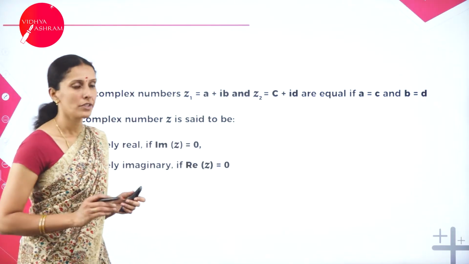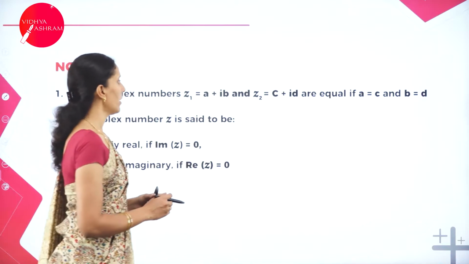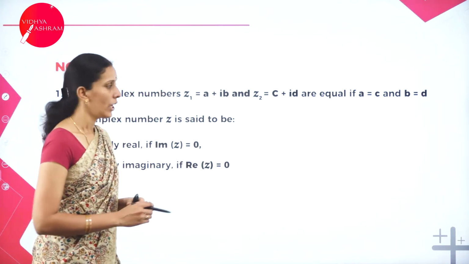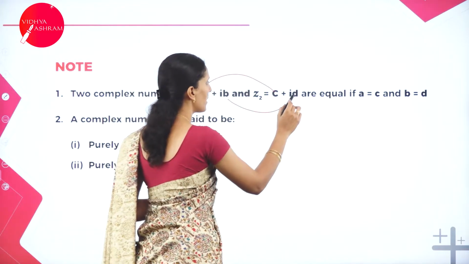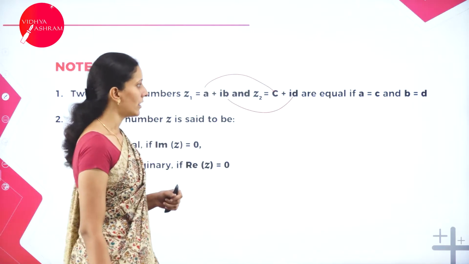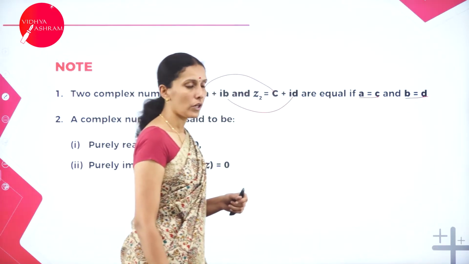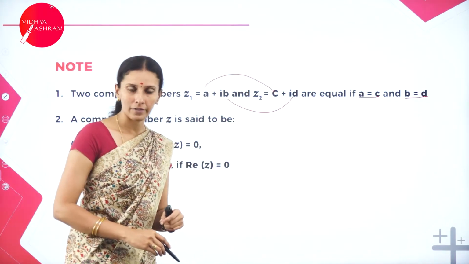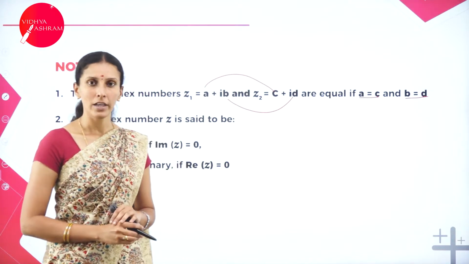Here we have a very important note: two complex numbers Z1 equals a plus ib and Z2 equals c plus id are equal if the real part equals the real part and the imaginary part equals the imaginary part. That is, if a is equal to c and b is equal to d. We know that a and c are the real parts, b and d are the imaginary parts. If those two are equal, then we say that two complex numbers are equal.